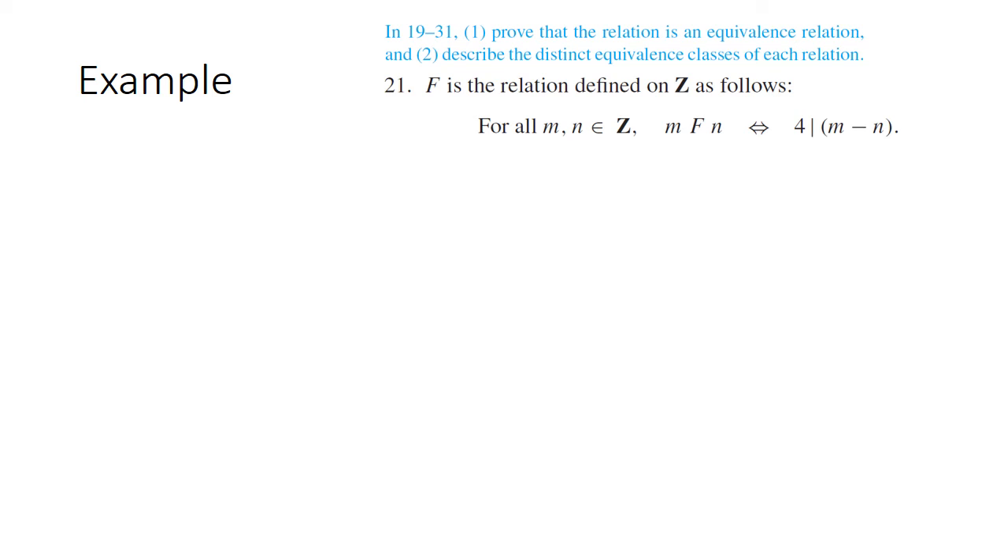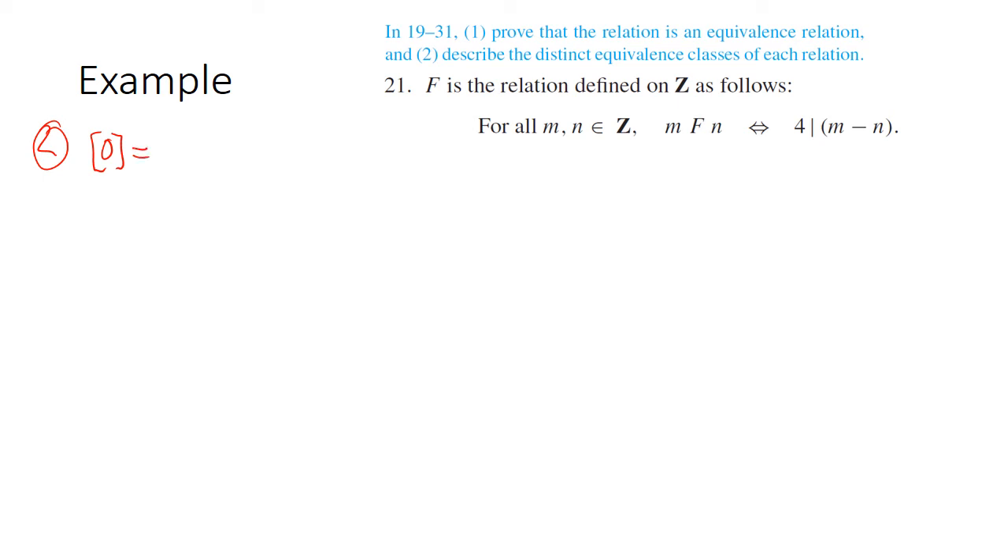Okay, so now let's talk about part 2. Part 2: describe the distinct equivalence classes of each relation. I think I talked about this before, but let's just start with 0, because that's like the middle integer.